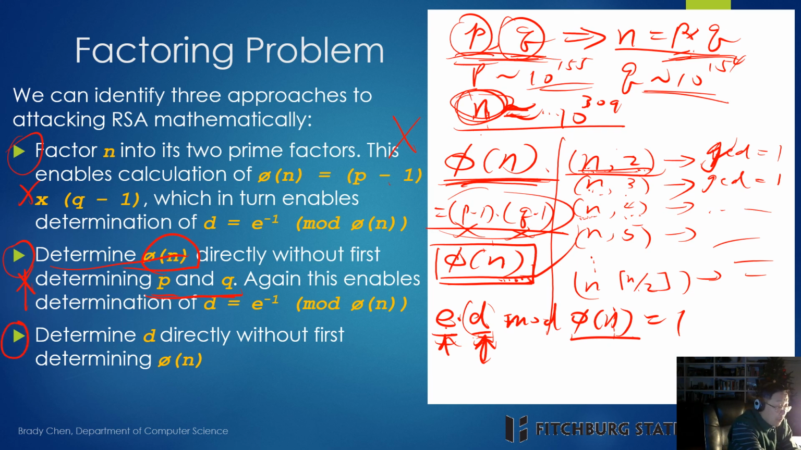And the further approach is also difficult: determining D if they know E. E is a public key, right? So they want to determine D directly without first determining phi of n. That's also proved to be computationally infeasible. So these three approaches are all difficult to do. That's the reason why RSA is computationally infeasible to break. It's a very secure algorithm.